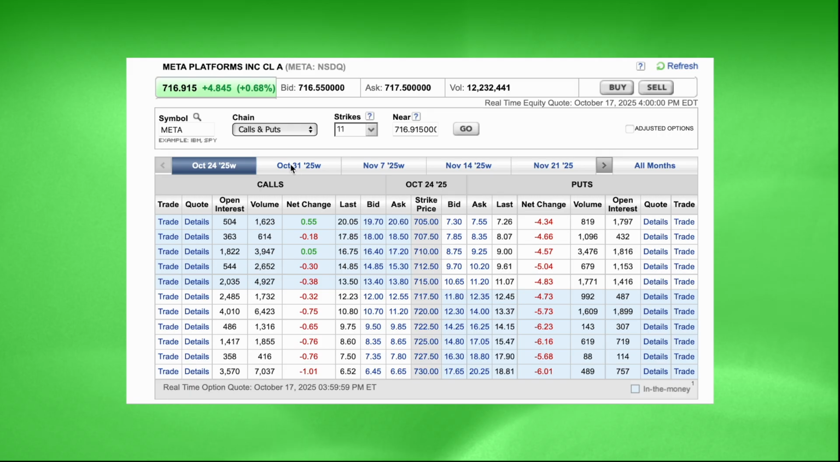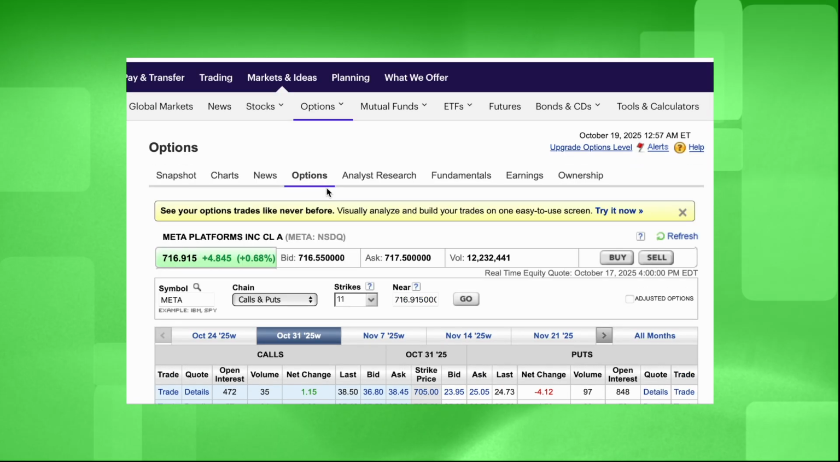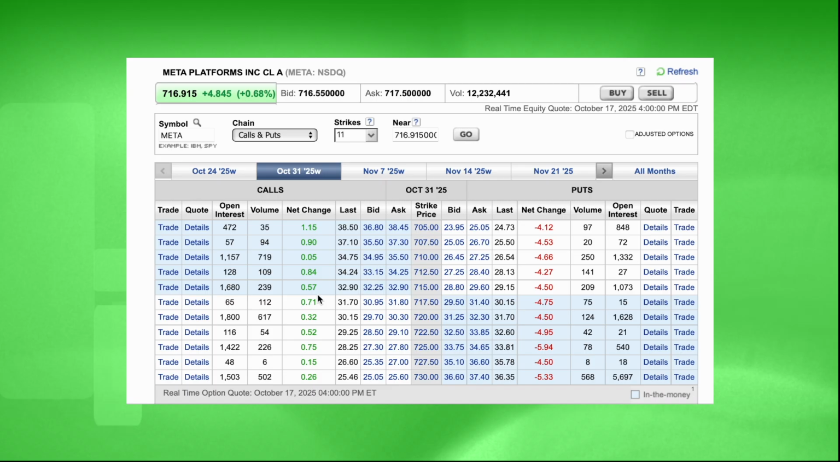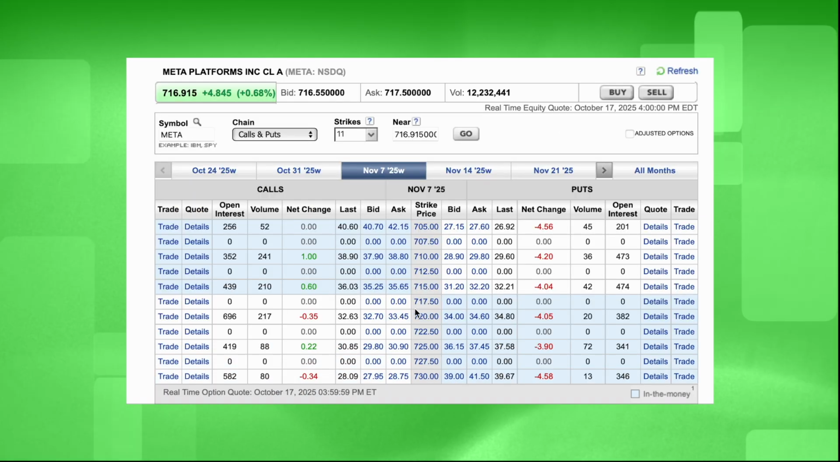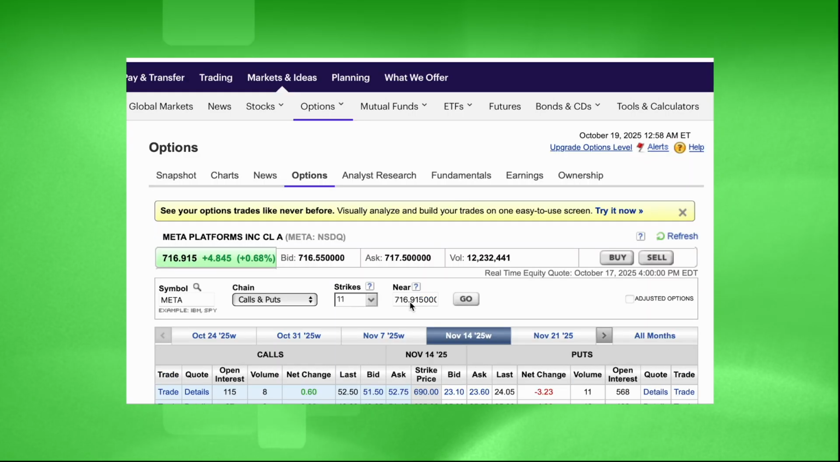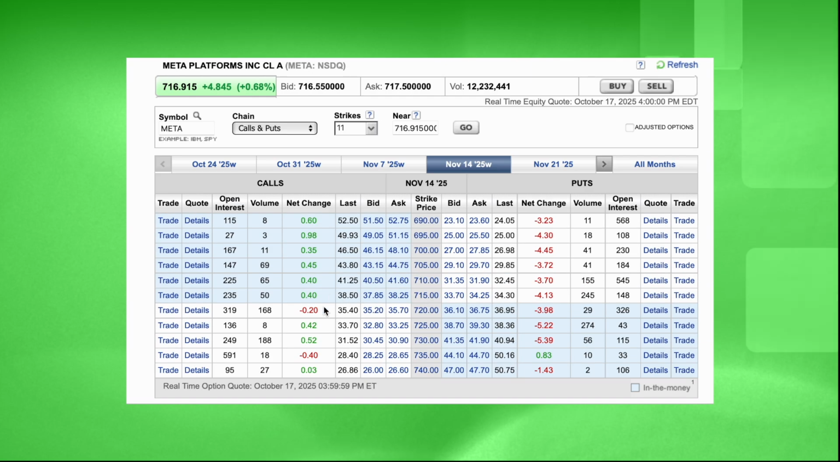Now let's go to the next date, which is October 31st. We see that it's a little bit more money, which is $3,170 for one. Then the next date is November 7th, and we see the first one that is available is $3,263, so it's a little bit higher. Then November 14th, it's $3,540, which is a little bit higher.